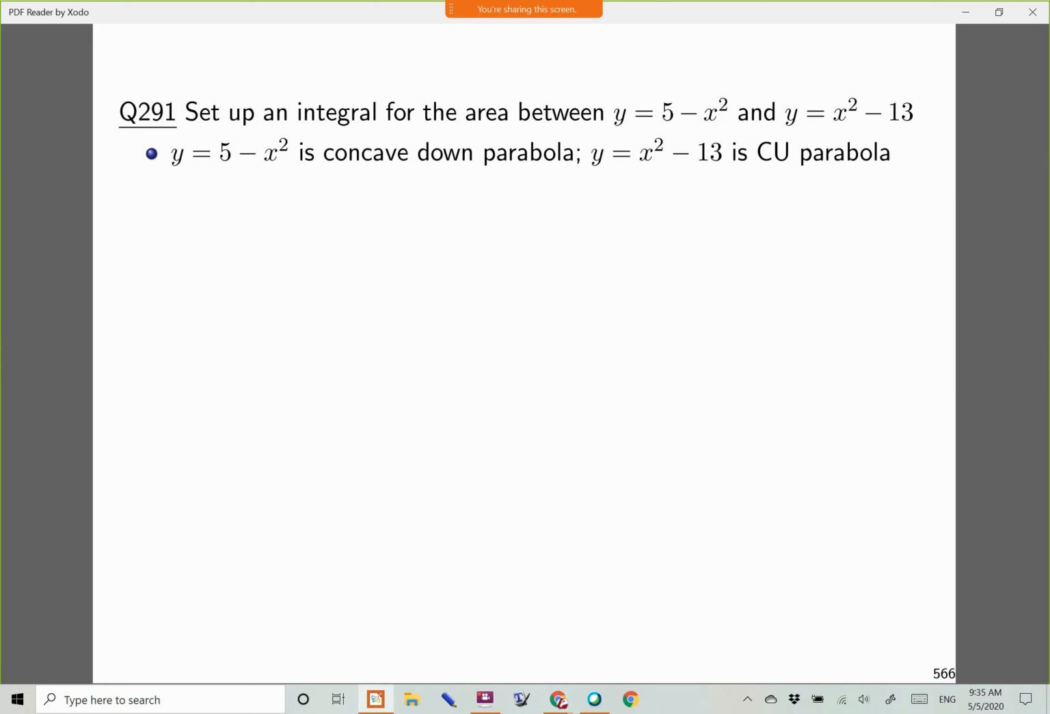Because if you took a second derivative, we could even probably do this in our head. The first derivative is negative 2x, then the second derivative is negative 2. No matter what you plug in for x, because there's no x to plug in, that's concave down the whole time. It's a parabola that's upside down, so to speak. And then x squared minus 13, take a second derivative, you get 2, and so that's a concave up parabola.